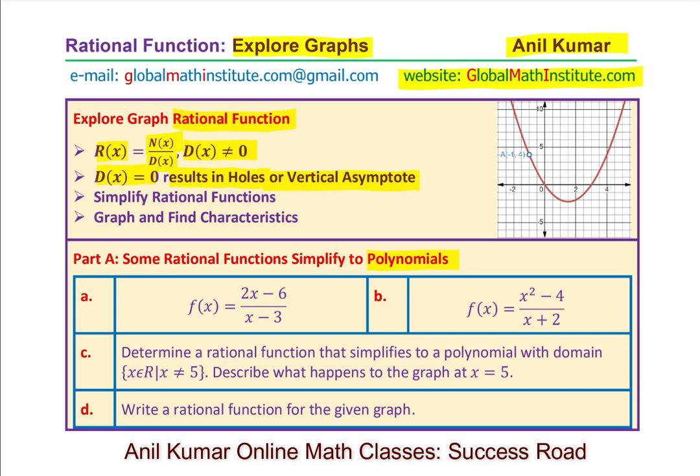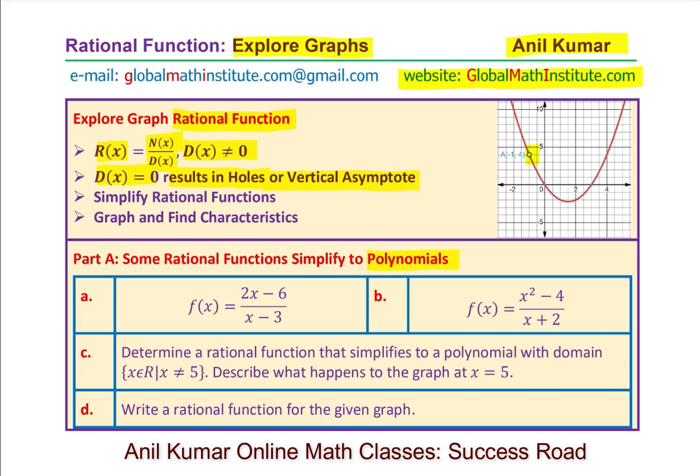Now let us look at the graph on the right hand side. It seems to be a graph of a parabola, a polynomial. Perfect? Actually, it is not. If you notice carefully, it has a point here which is not in the domain. We call this point a hole.